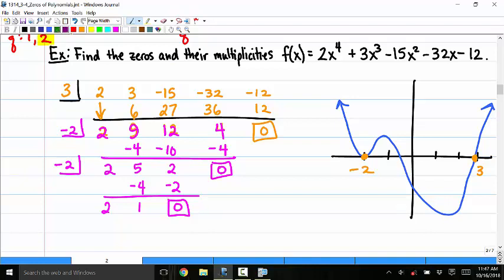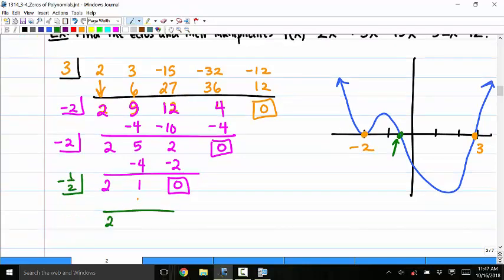What's the third 0 here? I'm thinking it's negative 1/2. And if I tried that in my half box, what would happen? Is it a 0? Yes. Negative 1/2. You could have also verified that on your calculator.